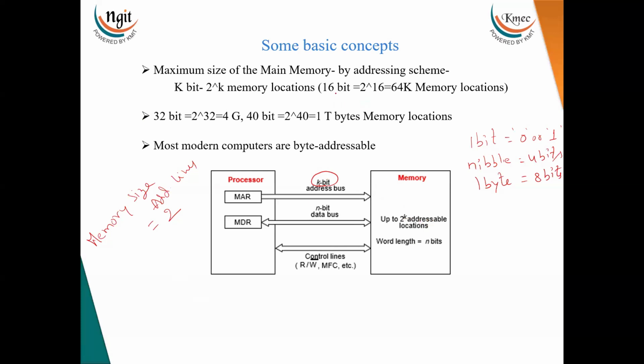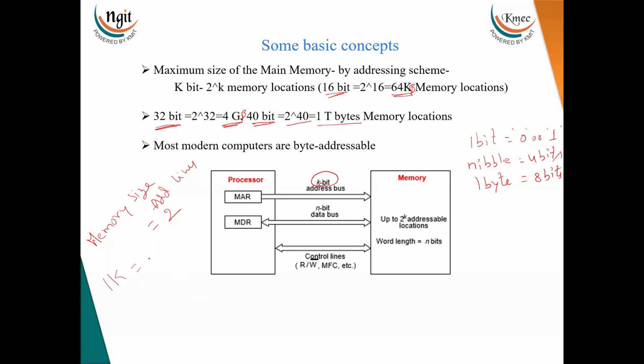Now, if my system is 16 bit, then it has 2 to the power of 16, that is nothing but 64 kilobyte memory locations. If my system is 32 bit, then 2 to the power of 32 is equal to 4 gigabyte address locations. If my system has 40-bit address lines, then 2 to the power of 40 is equal to 1 terabyte memory locations.